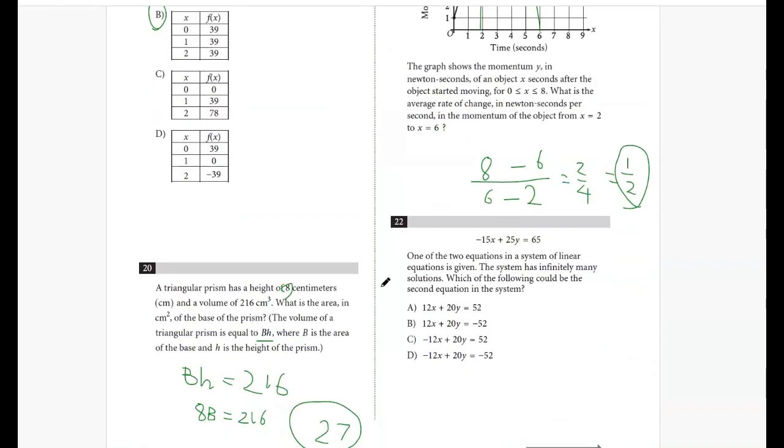One of the two equations in a system of linear equations is given. The system has infinitely many solutions. Which of the following could be the second equation in the system? So first of all, since we have a 12, 20, and 52, I'm going to see what I need to do in order to change this minus 15 to like minus 12.